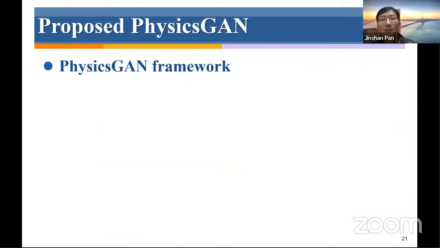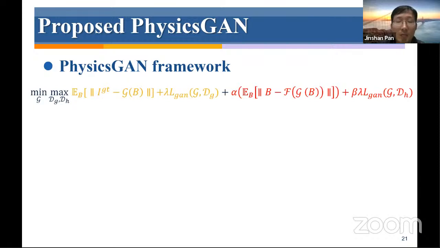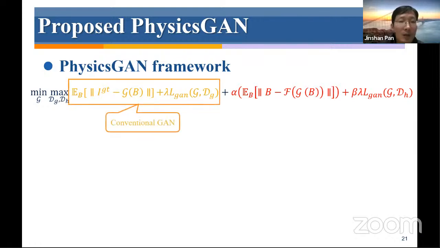So one question is, can we explore the properties of the prior-based approach to constrain the GAN-based methods to overcome their limitations for image restoration? So based on this motivation, we developed a PhysicsGAN framework, which introduces the constraint from the degradation process. And here is the model of our PhysicsGAN framework. The first part is the commonly used GAN model for image restoration.